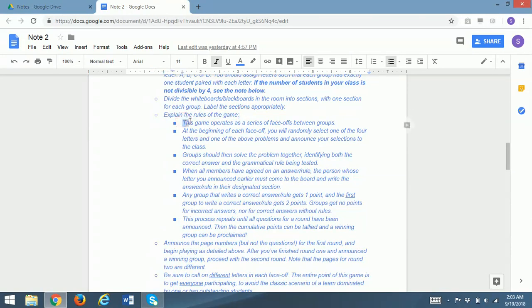You explain the rules of the game to your class. And since you haven't done this before, I'll just explain the rules to you right now. So the way it works is that there's a series of face-offs between groups. It's a very fast-paced game. At the beginning of each face-off, you randomly select one of the 4 letters and one of the problems above, and you announce your selections to the class.